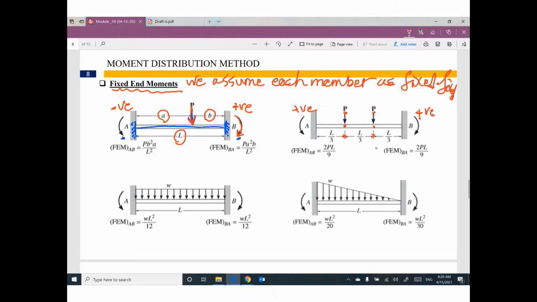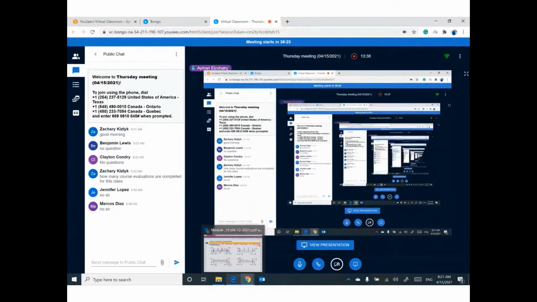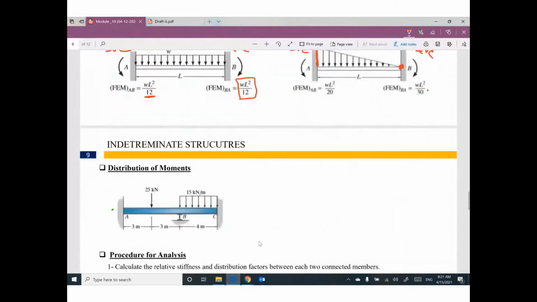If you have a uniform distributed load, it's WL squared divided by 12, positive and negative. If you have a right angle triangle, at the lowest value of the distributed load, it's WL squared divided by 30. At the biggest value of W, it's WL squared divided by 20. Any question so far? If you have any question, let me know.